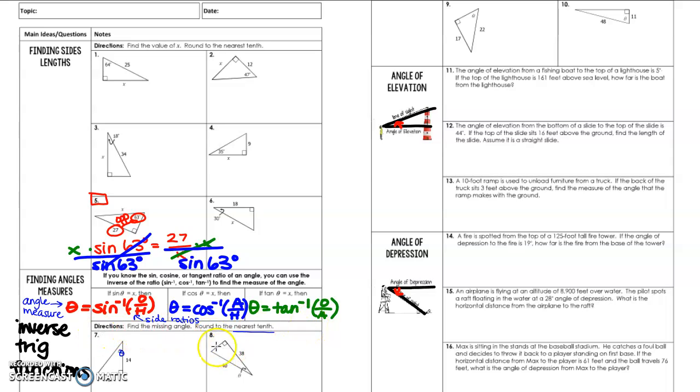So let's just go through 7 and 8. 7, this is the unknown angle measure. Okay. It looks like I have side opposite and then I have side adjacent. So what I would do for number 7 is I would use what ratio? I'd use tangent. Opposite and adjacent are my two side lengths. So I would set that up and I would say theta equals tangent inverse of opposite over adjacent. So in this case it would be 8 over 14.